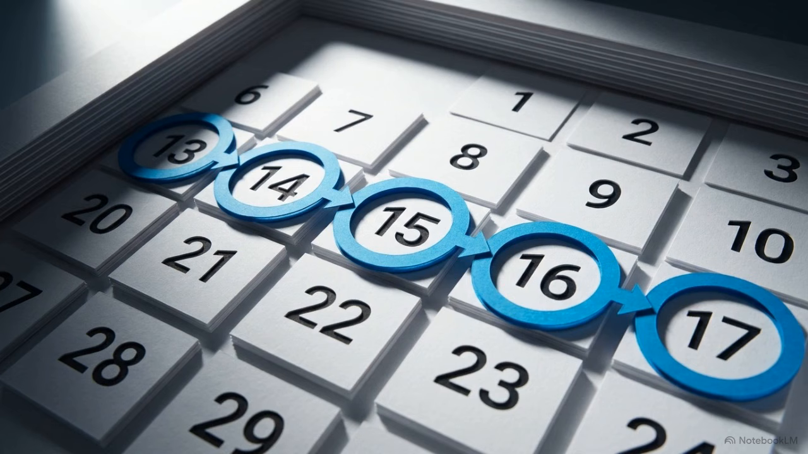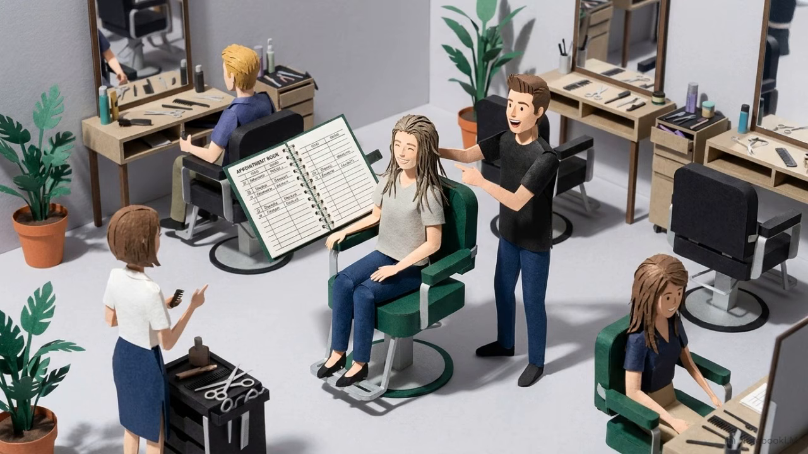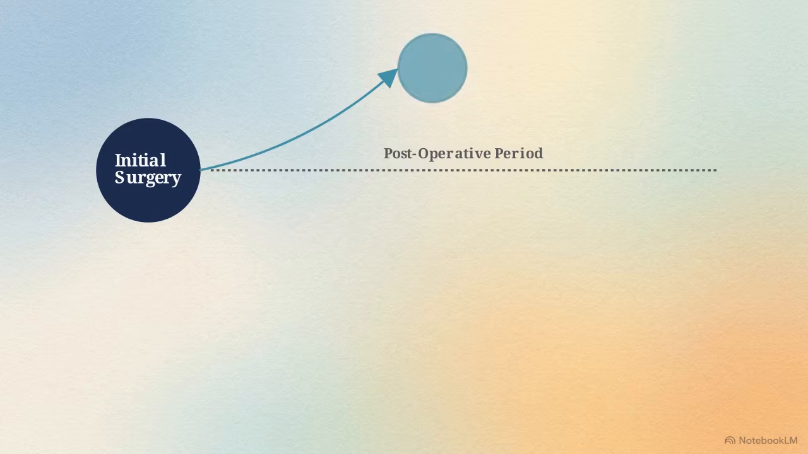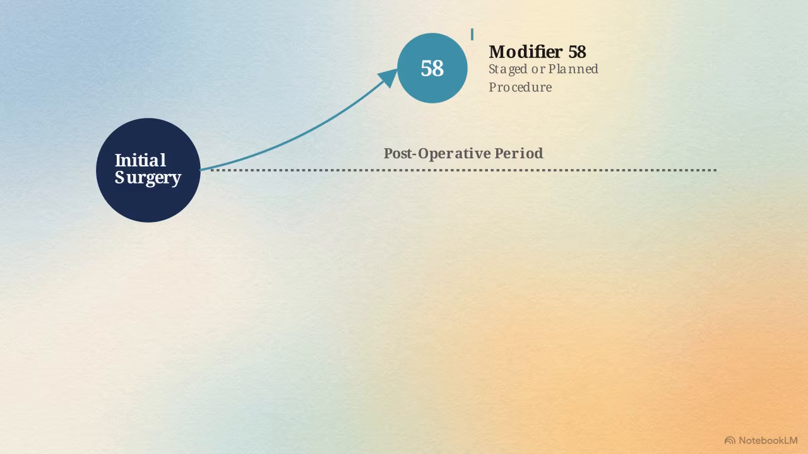Things get particularly interesting when a patient has to return for more care. Think about getting your hair colored. The stylist applies color and tells you to come back next week for the final toner. This animated timeline shows that planned return. We start at the initial procedure node and follow a smooth arrow forward to an expected second appointment. This is Modifier 58, a staged or planned procedure. The return trip was anticipated from the very beginning.